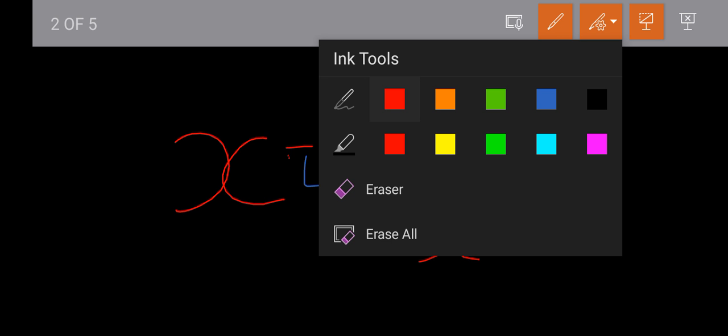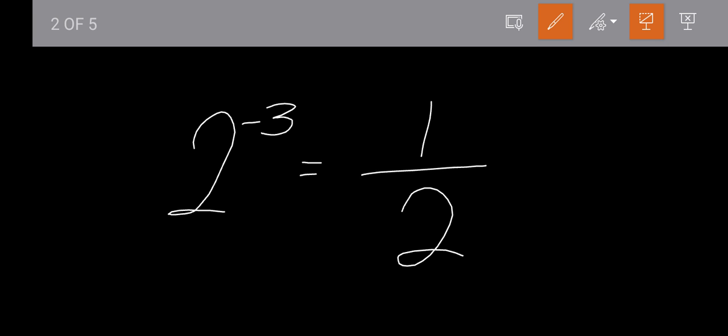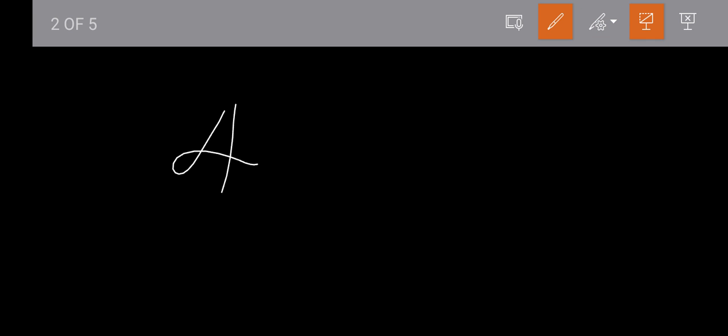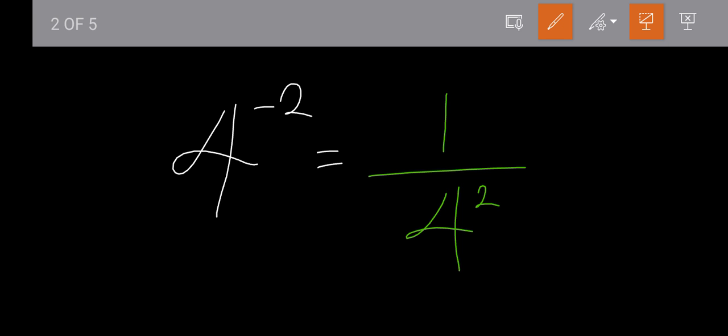So if I have something like this, let's say I have 2 raised to power minus 3. What this means is 1 over 2 raised to power 3. If I have 4 raised to power minus 2, what this means is 1 over 4 raised to power 2. So whenever we're having a negative index, we need to find a fraction of the base and the power.